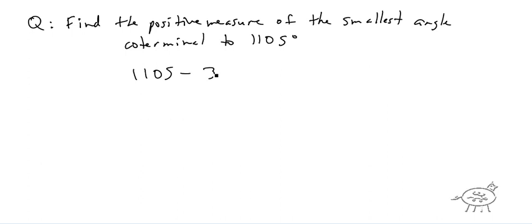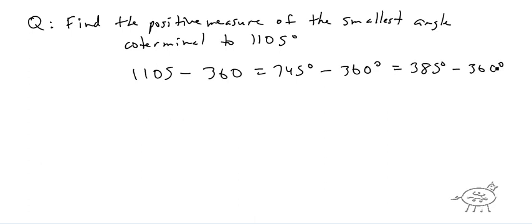So if we subtract 360, I get 745 degrees. Subtract another 360, I get 385 degrees. And I subtract another 360, and I get 25 degrees. And that's my answer, 25 degrees.